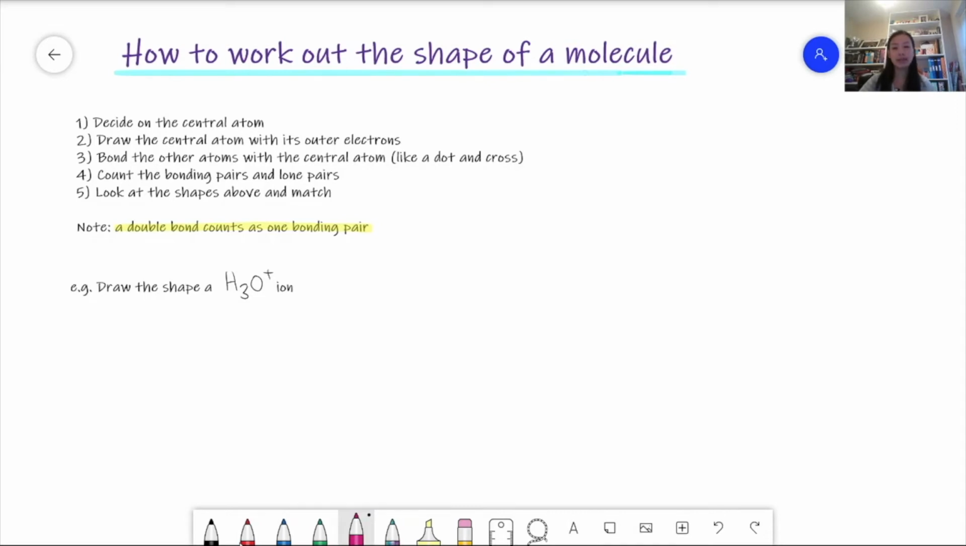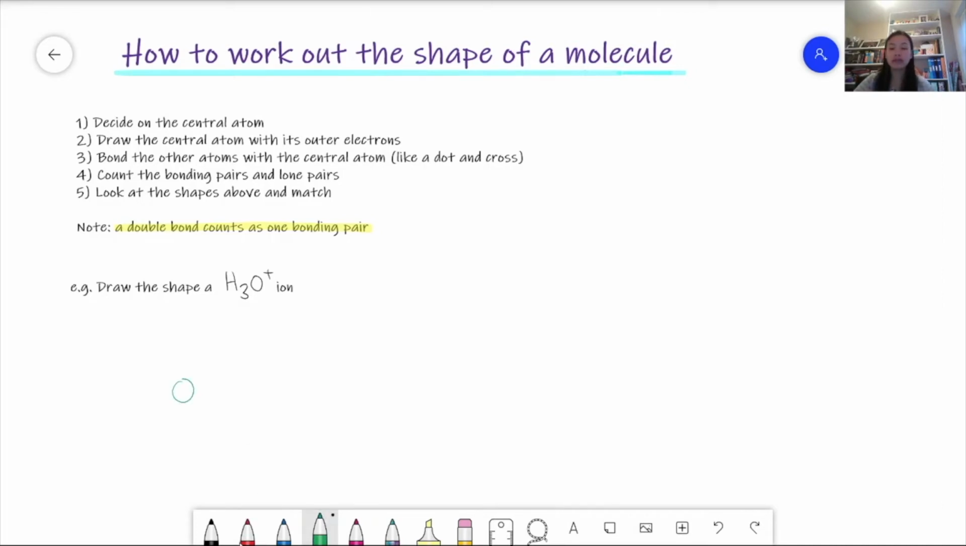So we're going to look at this example. Draw the shape of a H3O plus ion. So first we start off with deciding on the central atom. So because we've got 3 hydrogens and an oxygen, I think it's probably safe to say that the oxygen will be the central atom.